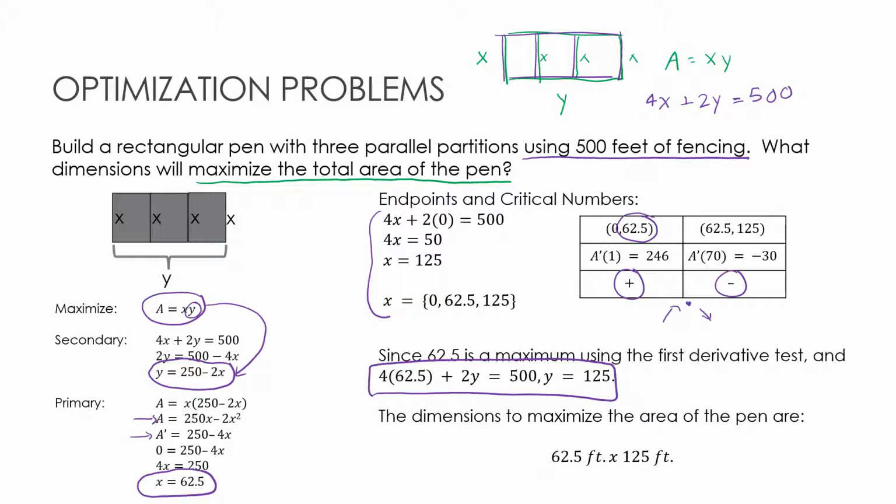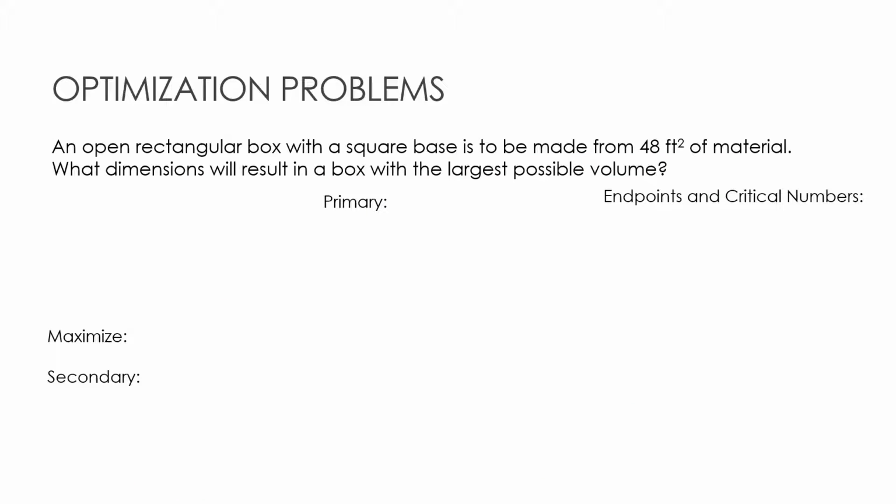So the dimensions to maximize the area are 62.5 by 125. One more for us to work through together, but remember the next 4 examples that we do, I'm really not going to talk through them very much. So if you want to try one where I go through each part step by step, this would be a good one to press pause, try this question, then press play to see how you did.